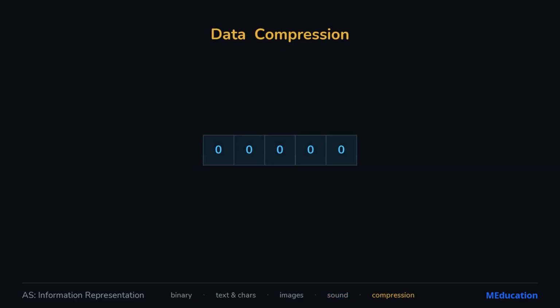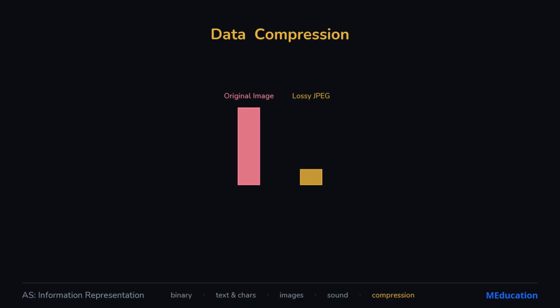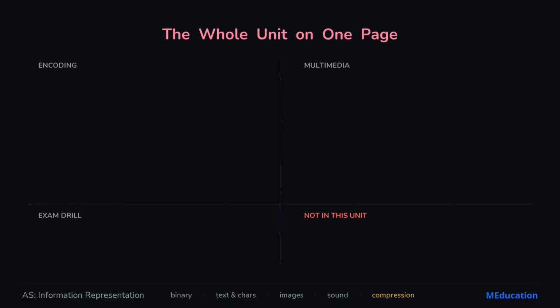To stop these files from filling our hard drives, we compress them. Lossless compression looks for repeating patterns and records them efficiently, without losing a single bit of the original data. It is absolutely vital for text and code. For images and audio, we can instead use lossy compression. This permanently throws away data that human eyes or ears wouldn't easily notice. The file shrinks massively, but you can never get the exact original back.